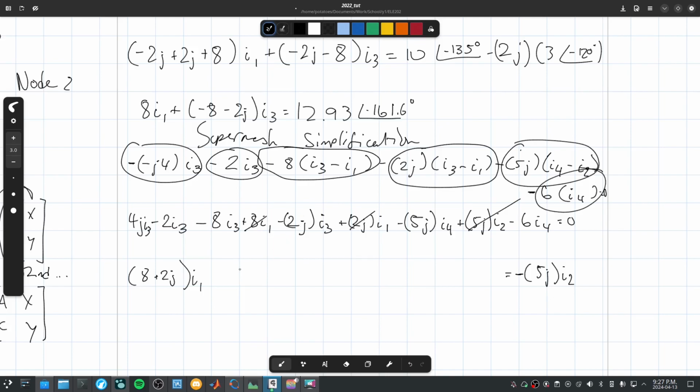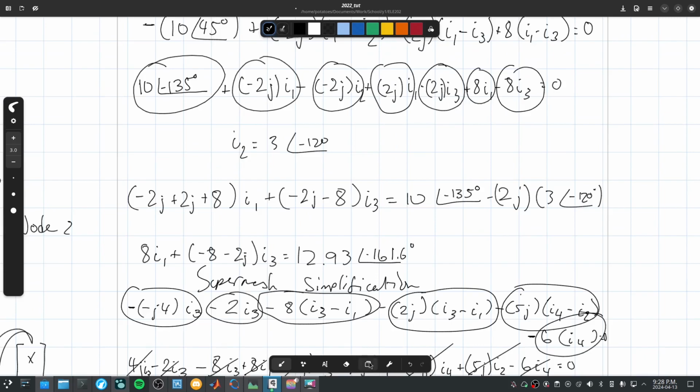Yeah. I3. So plus 4j minus 2 minus 8 minus 2j. Again, just do one thing at a time. I could simplify this really easily, but I'm not going to, because don't overcomplicate yourself. So I3. And now I4. So plus negative 5j for I4 minus 6 I4. There you go. All terms have been simplified.